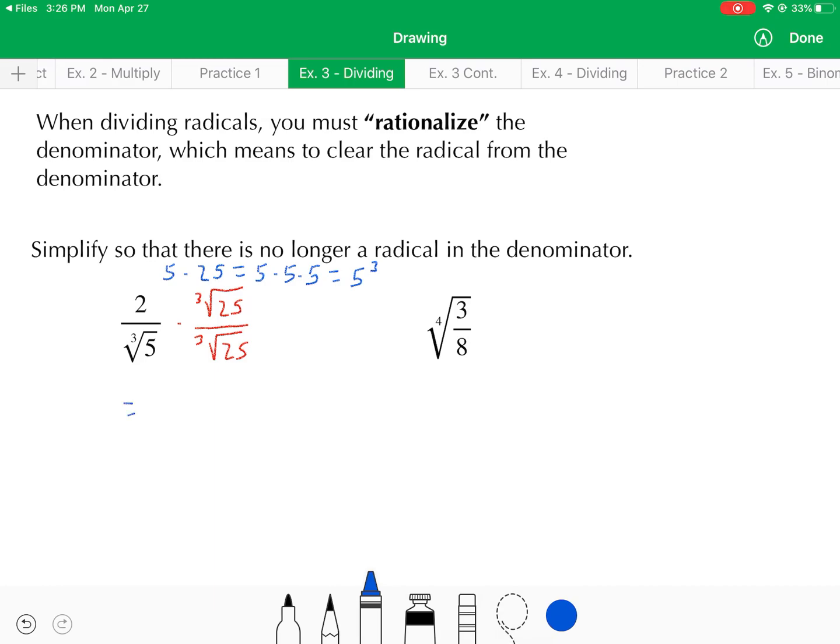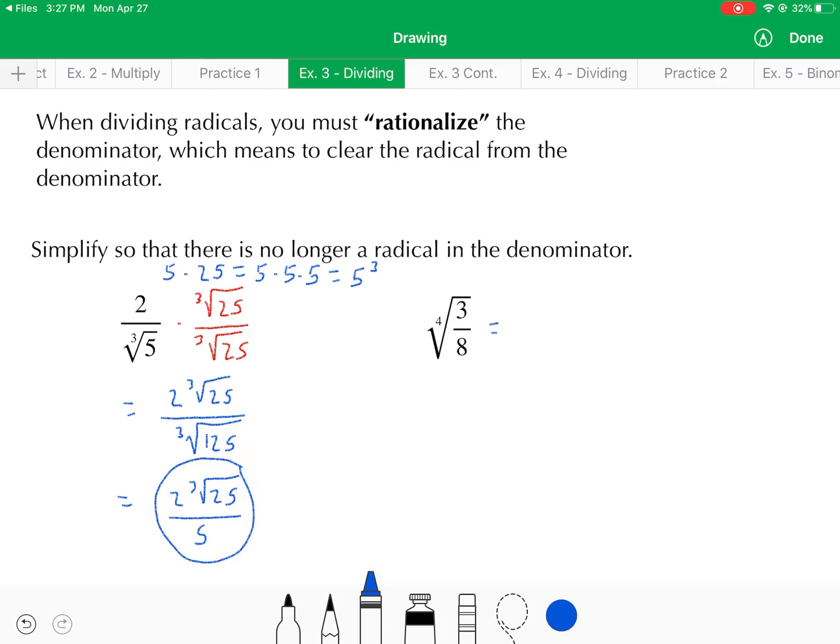Okay? So, multiply the numerators together. That'll give you 2 cube root of 25. Multiply the denominators together. Initially, that'll give you cube root of 125. And the numerator doesn't simplify at all, but the denominator, cube root of 125, we know is 5. Now we are simplified. Okay.